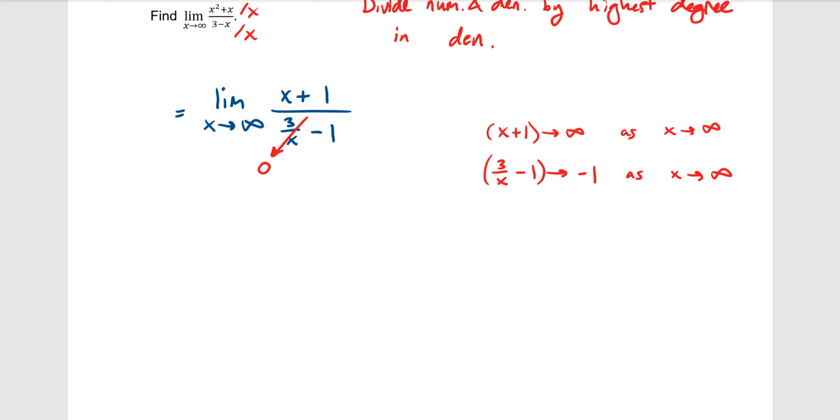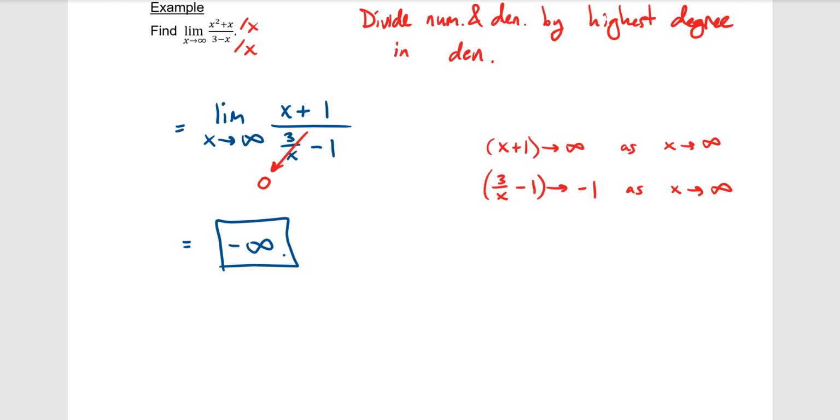So what you want to think of is you want to think of the answer as being infinity over negative 1, which would equal negative infinity. But once again, you can't really write infinity over negative 1. Just kind of maybe write it on the side or think about it logically. Infinity divided by negative 1 would be negative infinity.